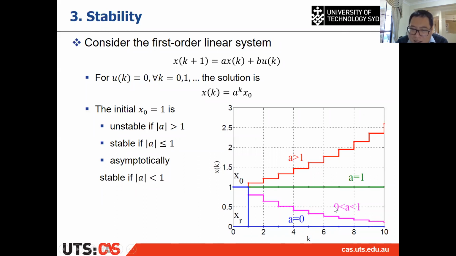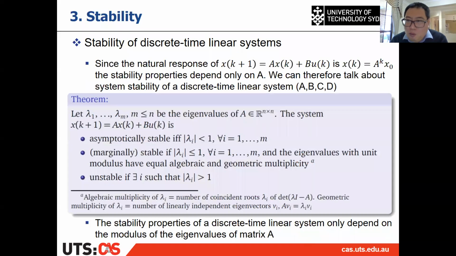So as you can see here, the criteria for stability in the linear discrete time system is a bit different from what it is in the continuous time system. Then what are they? The definition of stability is exactly the same. If the system is stable, then the state x will converge to 0 when the time step increases.